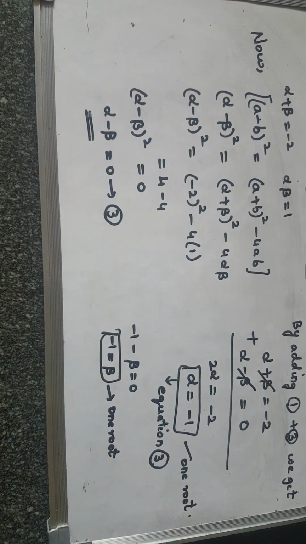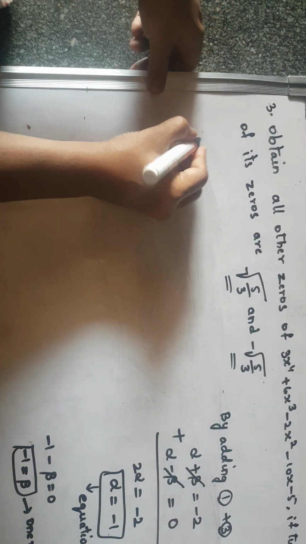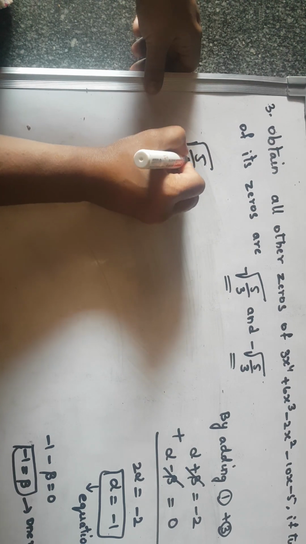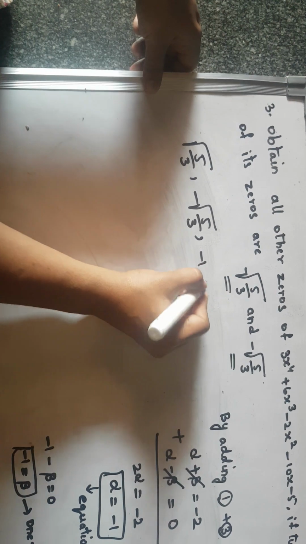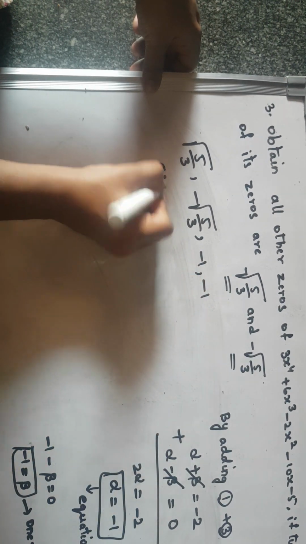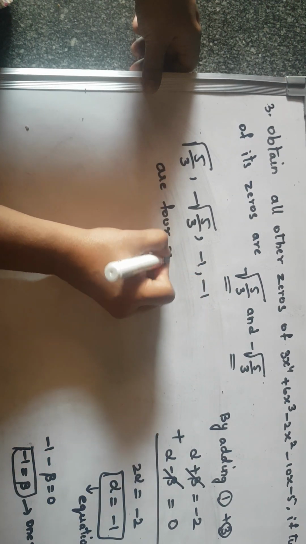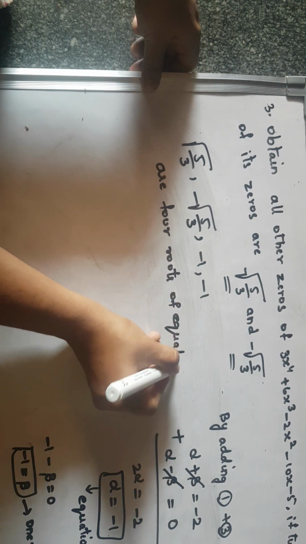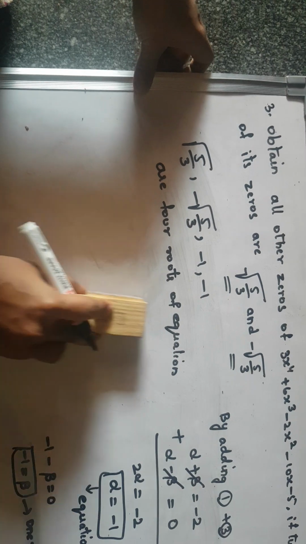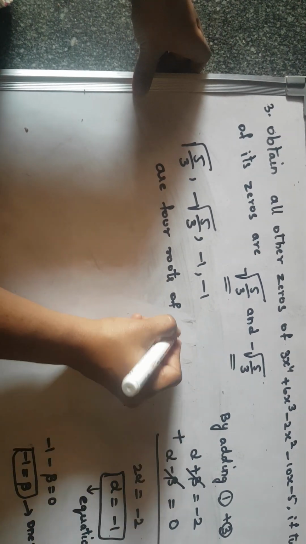Okay, now the four roots of the equation are root 5 by 3, minus root 5 by 3, minus 1, minus 1. These are the four roots of the given polynomial.